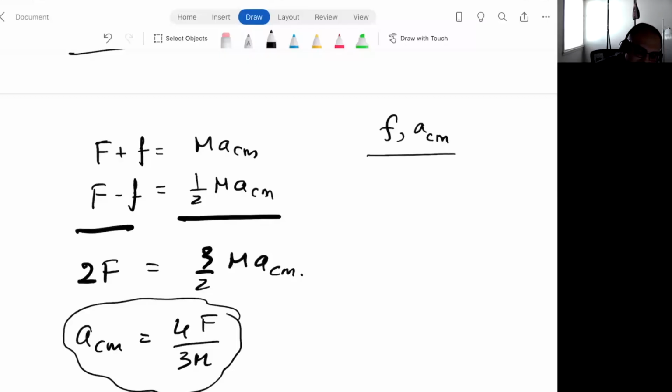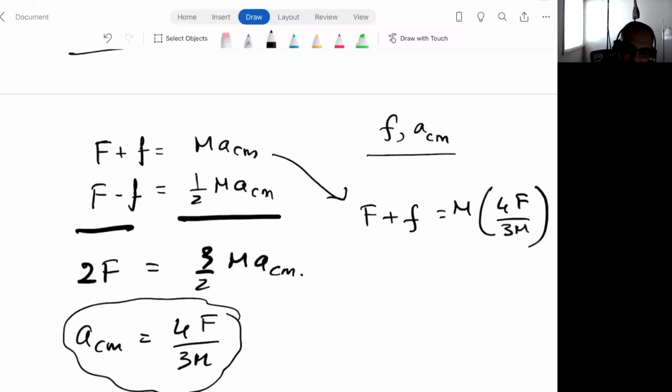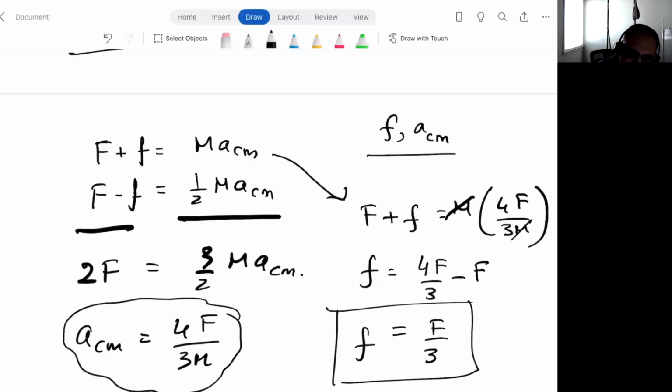Now, what about the friction? So I can plug this ACM that I just got into any of the two equations and get the value for friction. So if I do that for the first equation, F plus friction is equal to m, and for ACM, I'm plugging in 4f divided by 3m, right? And now I can just solve for the friction. The m cancels out. And so I get little f is equal to 4f divided by 3 minus capital F. And so that gives me f divided by 3. That's the answer. So that's the magnitude of the friction, right? It's 1/3 of little f.